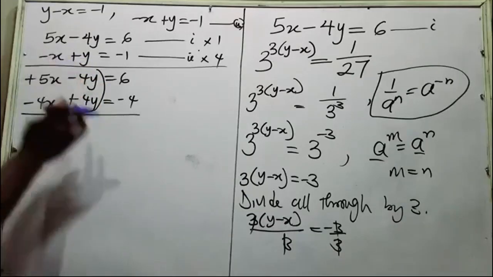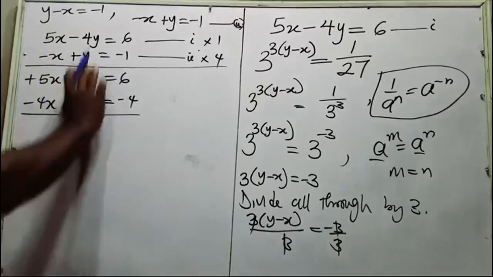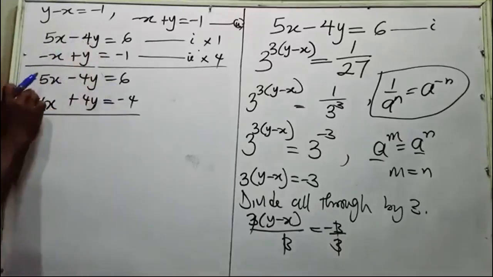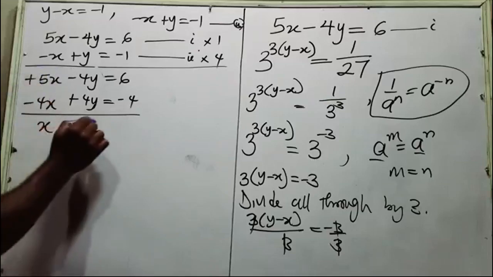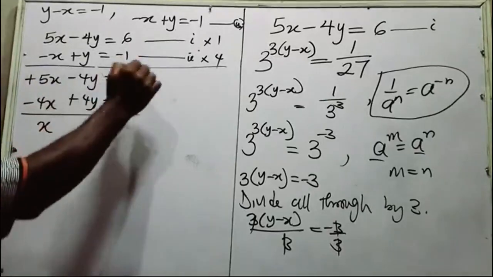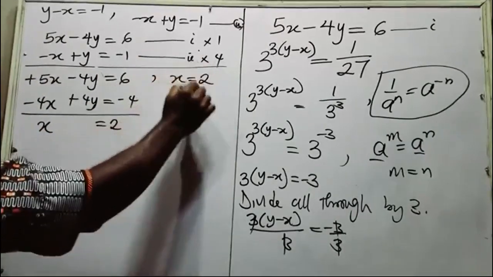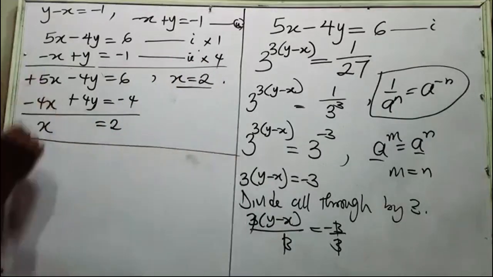So let me just clean it. It will turn to 0, so you are not touching it. So we have 5x plus minus 4x, which gives x. By the time you add this together, we have 2, telling us that x is equal to 2. So if x is equal to 2, you can pick any of the equations to get the value of y. Let's pick equation 2 to get the value of y.